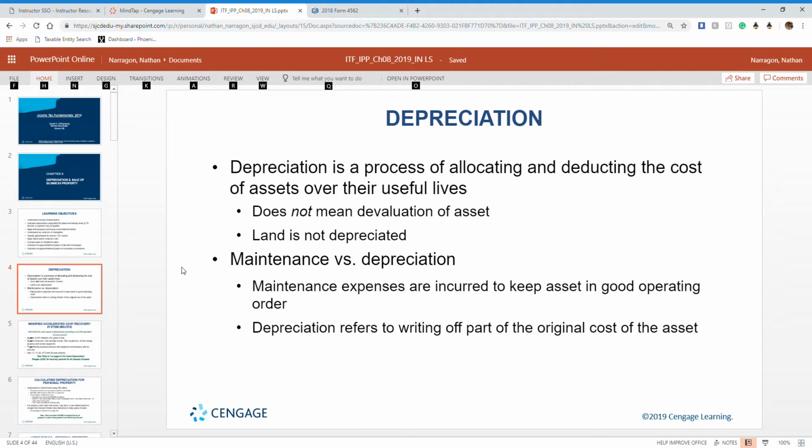Anyway, the other part of this slide here is maintenance versus depreciation. Maintenance is really just something that affects the current period, or is only really used in one year, and it doesn't extend the life of the asset or modify it to a point where it extends its life. So maintenance is not part of depreciation; we get to expense it in the year.